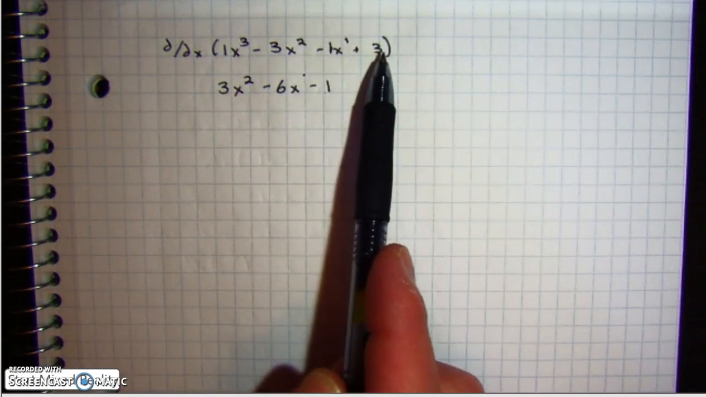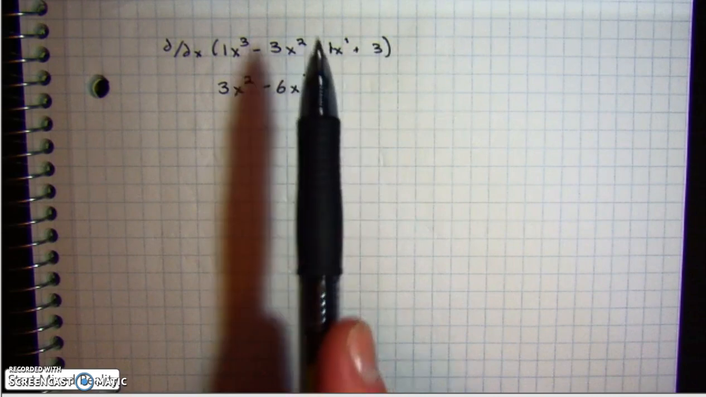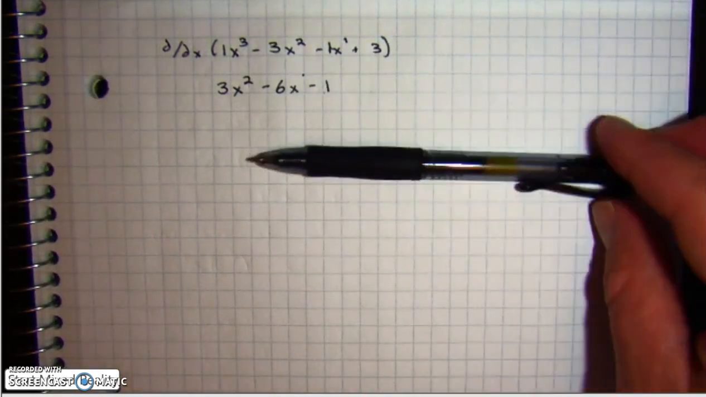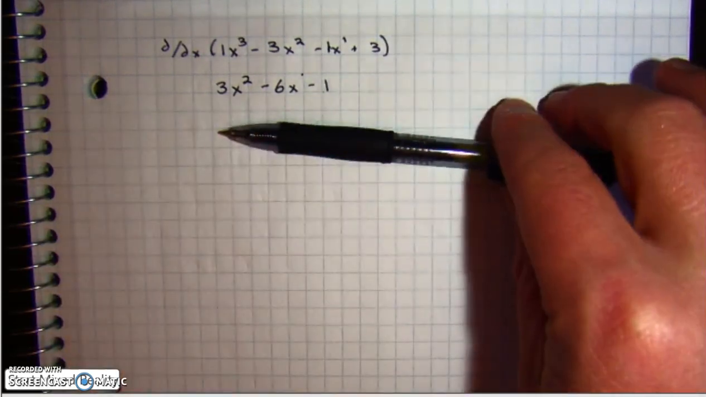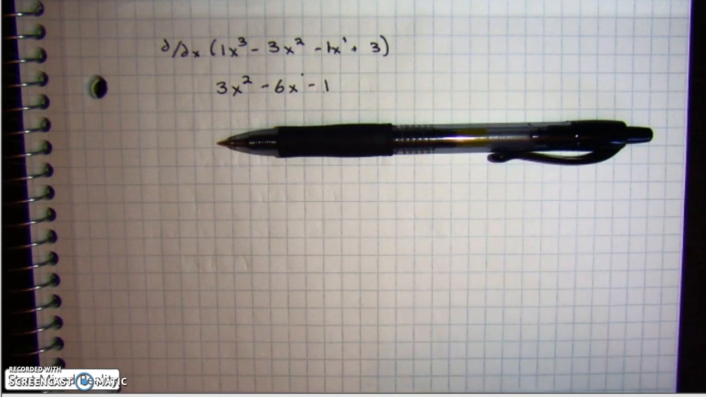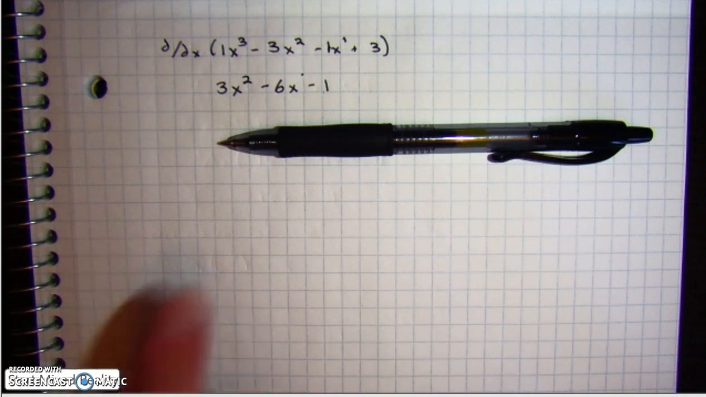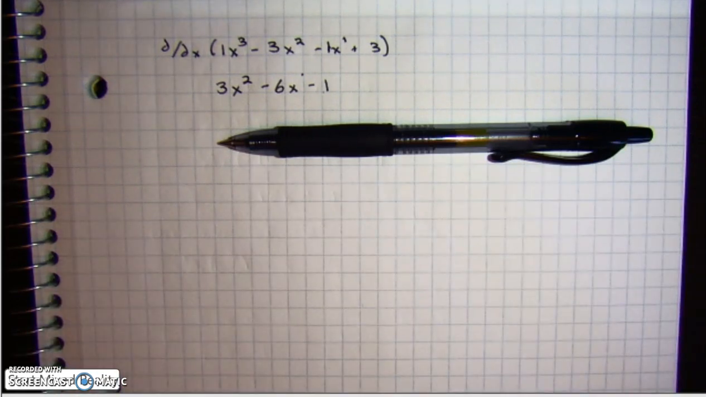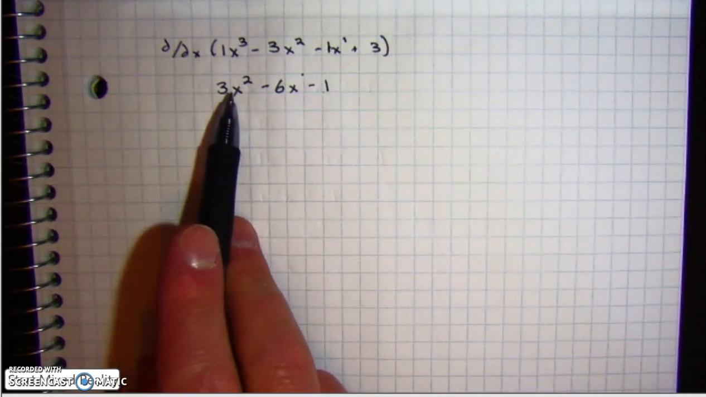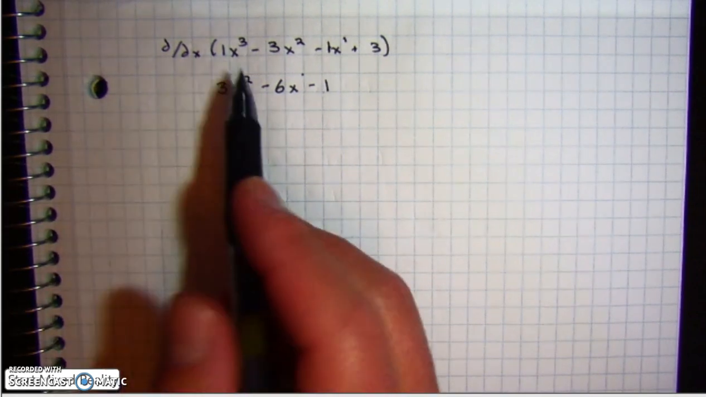Now anything that doesn't have an x goes away. It becomes 0, because if you think about it, y equals 3 is just a horizontal line, if that's your graph. And so the graph of y equals 3 isn't changing at all. A derivative is a measurement of how much that line is going to be changing, increasing or decreasing. So it's not increasing or decreasing at all, so the derivative is going to be 0. So here we go, this is our derivative.